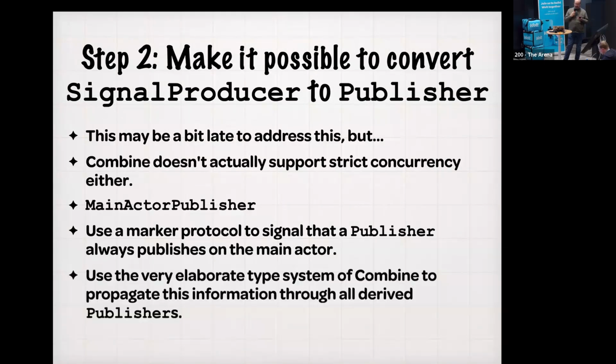Combine has this really elaborate type system where, when you map and combine and things, you get these really complicated types that contain information about your upstream objects. So we could actually use that to propagate the information that this is only happening on the main actor to downstream things. If you have a publisher that only publishes on the main actor and you do a map on that, then you know that the result will always publish on the main actor because map isn't going to move it to a different thread. So this is a way to actually quantify this and prove it to the compiler.